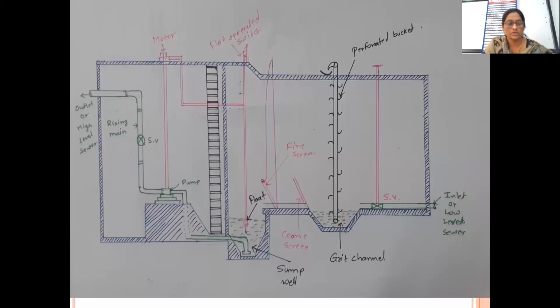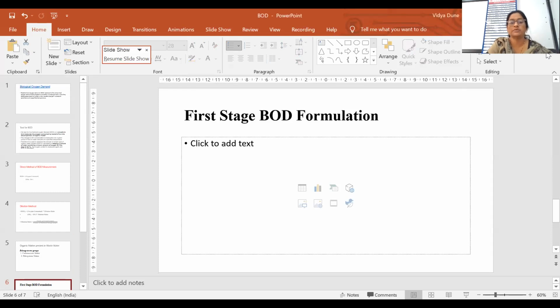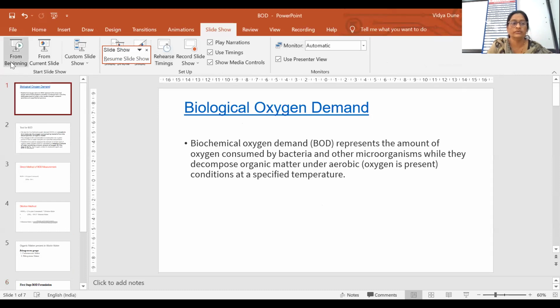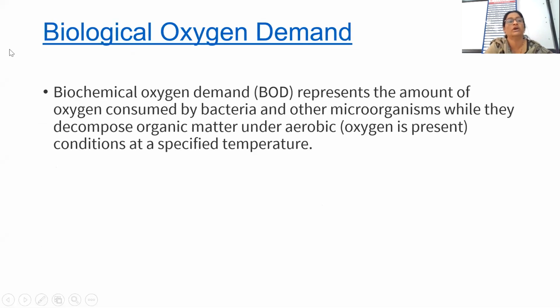Okay, so this part is over. Now I will change the slides. At the time of explaining the characteristics of wastewater, I told you we are going to take a deep dive into BOD. So once again we will start that.